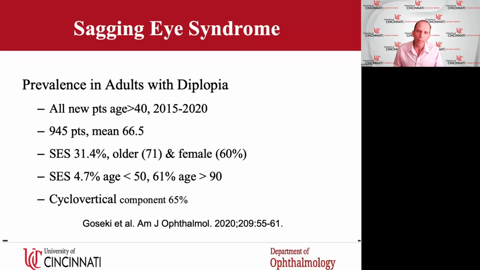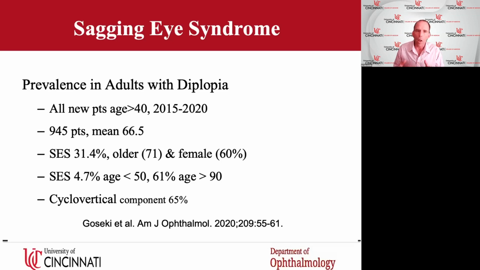And when that happens, it can create a little difference in the force vectors of these muscles. And it can cause, most commonly in my experience, an eso deviation, but it can cause a little vertical misalignment too. And so in this subsequent study from just a year or so ago, the same group looked at the prevalence of the sagging eye syndrome in adults with double vision.